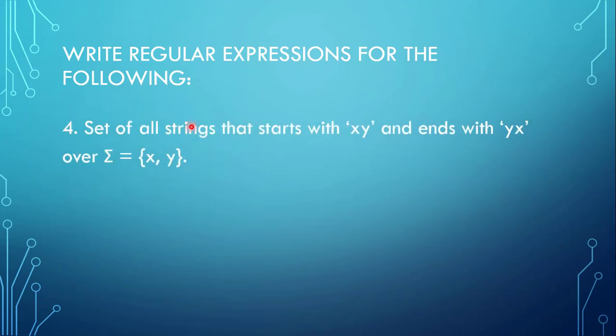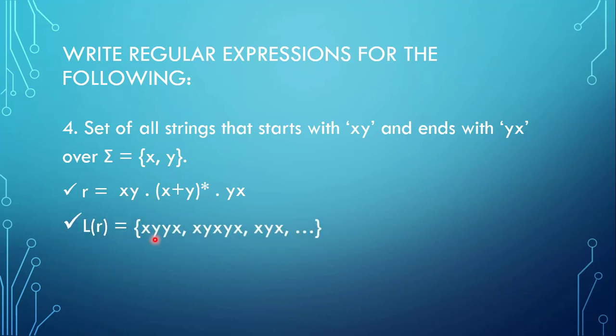Next question. Set of all strings that starts with XY and ends with YX over the input X comma Y. Again we will write down (X plus Y) star as our regular expression indicating set of all strings and attach XY and YX at the beginning and the ending of our regular expression. Here the minimum valid string is XYYX, XYXYX, but we can also see XYX as a valid input, taken as XY and YX. So here when we have XYX, it is starting with XY and ending in YX.